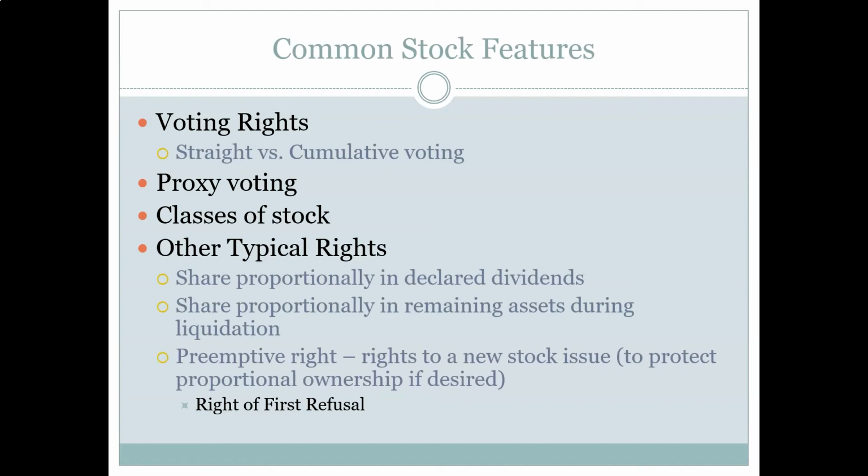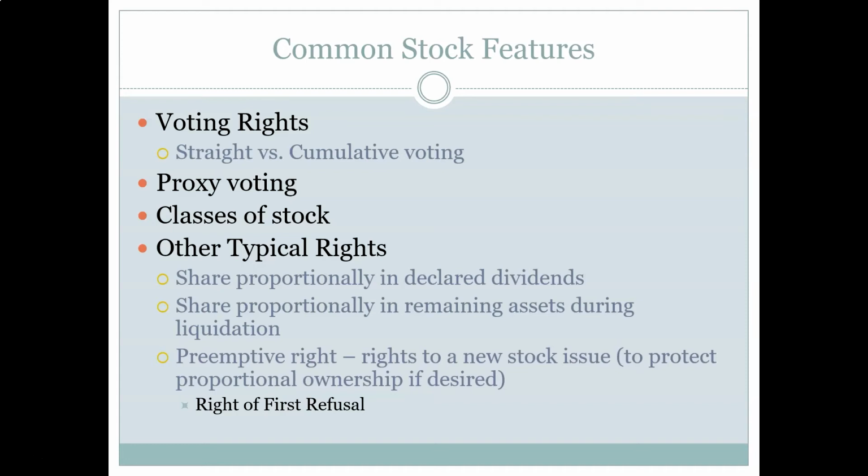Now, finally, the last thing that shareholders have, and this is not an exhaustive list, but these are the most common. The last one we're going to talk about is something called the preemptive right, or what is sometimes called the right of first refusal. And the preemptive right is the right to a new stock issue, the right to protect your proportional ownership. What that means for us is that it allows shareholders not to be unfairly pushed out of their ownership stake by the firm selling new shares to new shareholders.